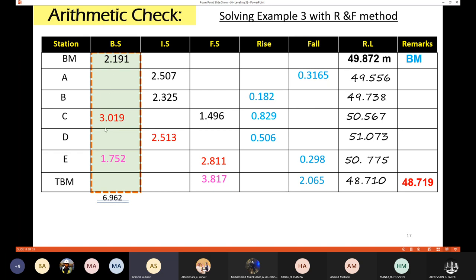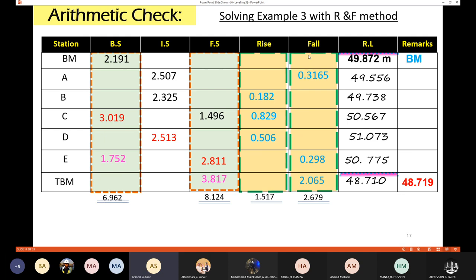of the backside. Then I'm going to determine the summation of the foreside. And also I'm going to determine the summation of the rise. And also I'm going to determine the summation of the fall. And I'm going to determine the difference between the first and the last reduced level.